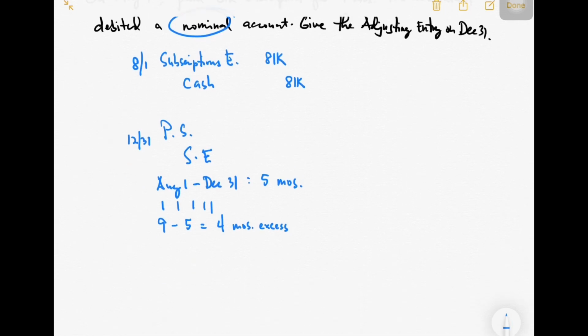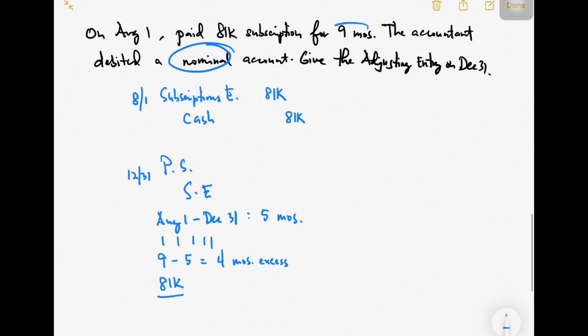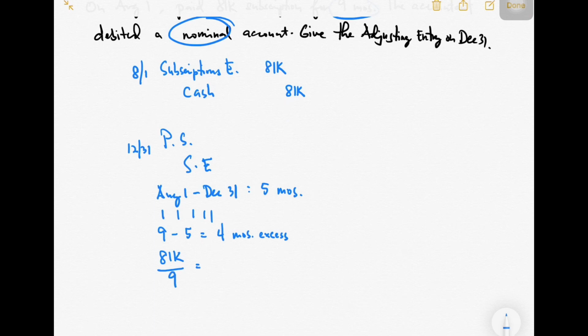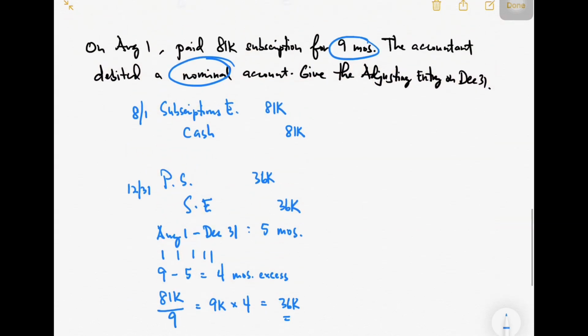So let's compute the expense for 4 months. Let's get your 81,000. Divide this by 9. You need to use 9, not 12, because 81,000, that's for 9 months. Divide it by 9 months to get the monthly expense for subscription times 4, giving you 36,000. And this is your amount in the adjusting entry. So 81,000, that's 9 months, right? You need to deduct it by 4 months so that your resulting expense would just be for 5 months, which is your expense recognized for the year. Alright, so this is your adjusting entry.